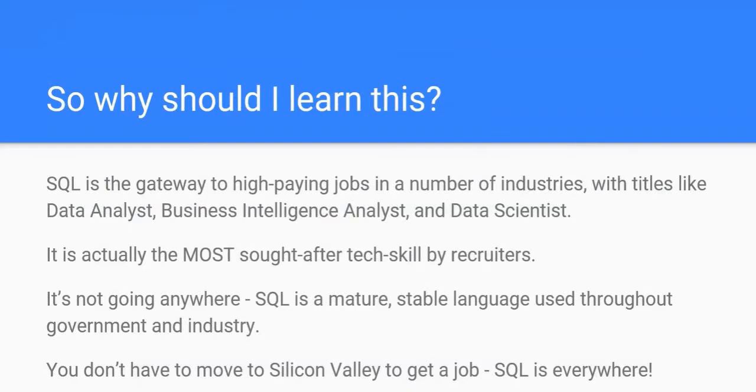In fact, several recent surveys have shown that SQL is actually the most in-demand tech skill sought after by recruiters. This is because SQL is a mature, pervasive technology which can be found in pretty much every domain of industry and government. And unlike many newer, more fashionable programming languages that are only widely in use in tech hubs like Silicon Valley, SQL can help you get a job almost anywhere, which is great if you want to avoid those $5,000 a month San Francisco rents. But with that said, if working for a big tech company in San Francisco or Seattle is your goal, SQL is a great place to start.